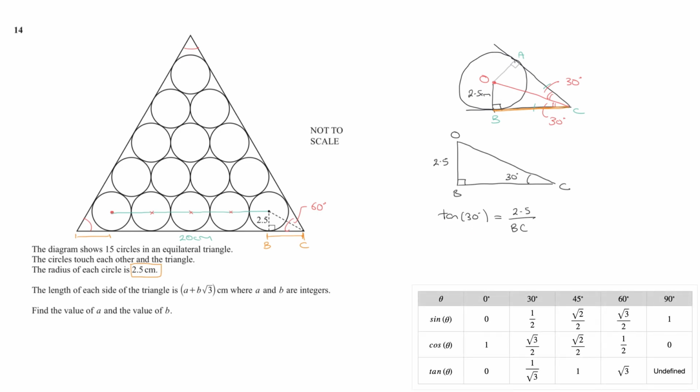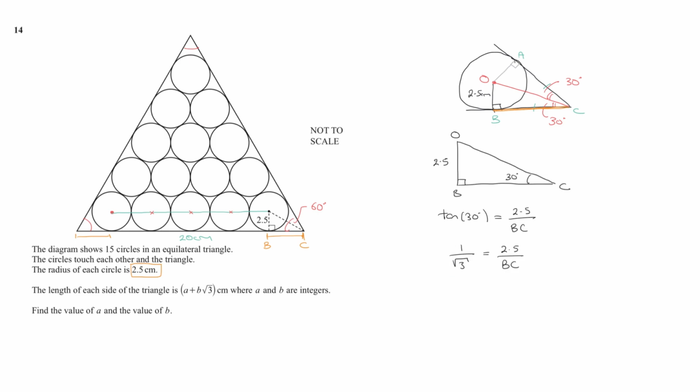And tan of 30 degrees should be known off by heart. Indeed, tan of 30 is equal to 1 over the square root of 3. So this becomes 1 over the square root of 3 is equal to 2.5 over BC. And flipping the left-hand side and the right-hand side upside down, we can rewrite this as the square root of 3 over 1, which is just the square root of 3, is equal to BC over 2.5.